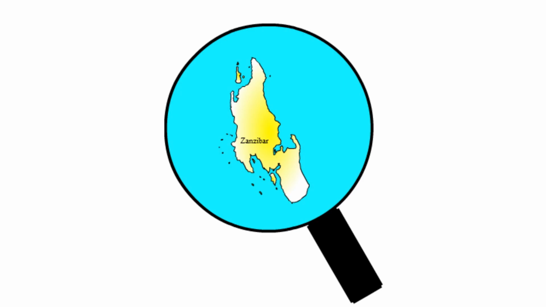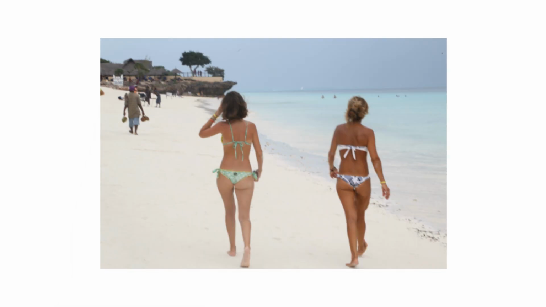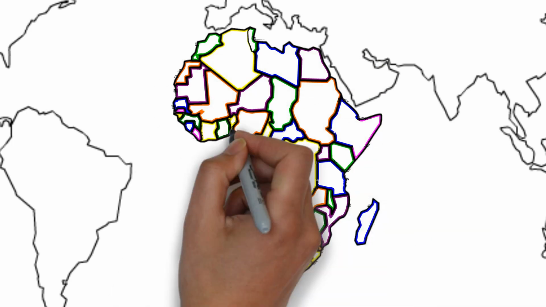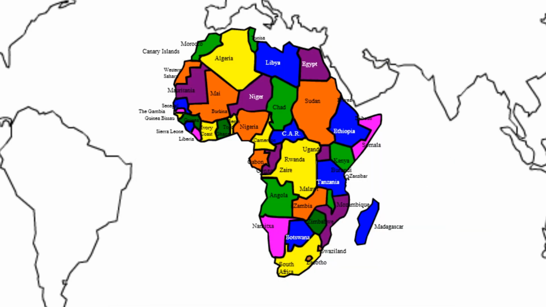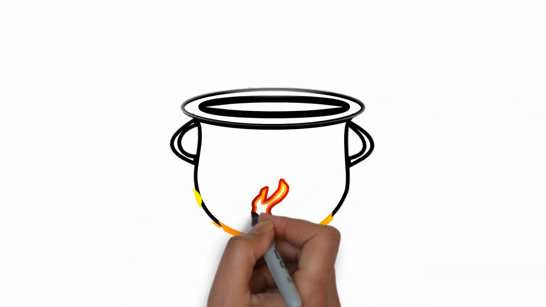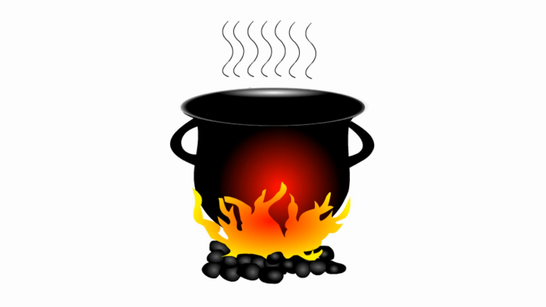Zanzibar, also called the Spice Islands, conjures images of the exotic, blue seas and white sandy beaches. The Zanzibar archipelago is a semi-autonomous part of the United Republic of Tanzania, located around 45 kilometers off the coast in the Indian Ocean. Zanzibar is a melting pot of cultures with a very distinct Swahili identity.